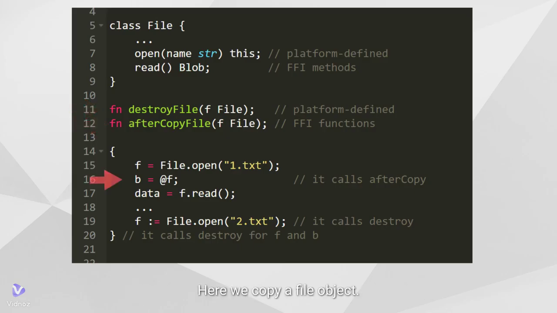Here we copy a file object. Argentum copies all object fields and calls after-copy-file to handle platform resources. Here Argentum calls destroy-file to free resources retained by the previous file instance. And here it calls destroy-file for the current content of F and B variables. So all files will be properly closed no matter what.